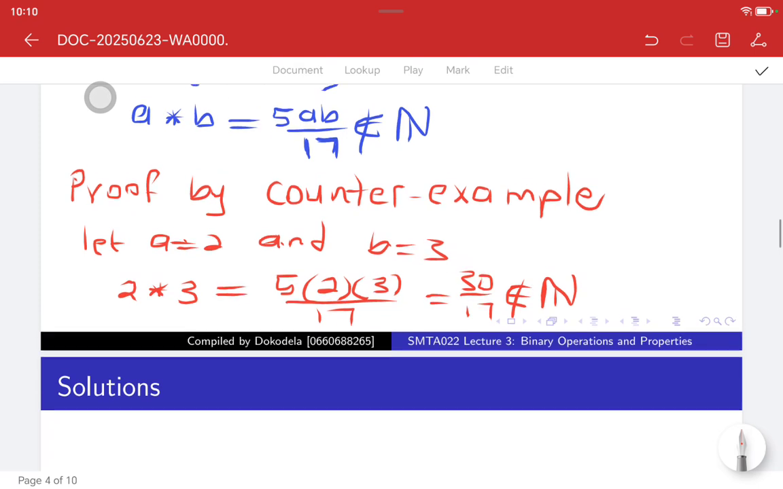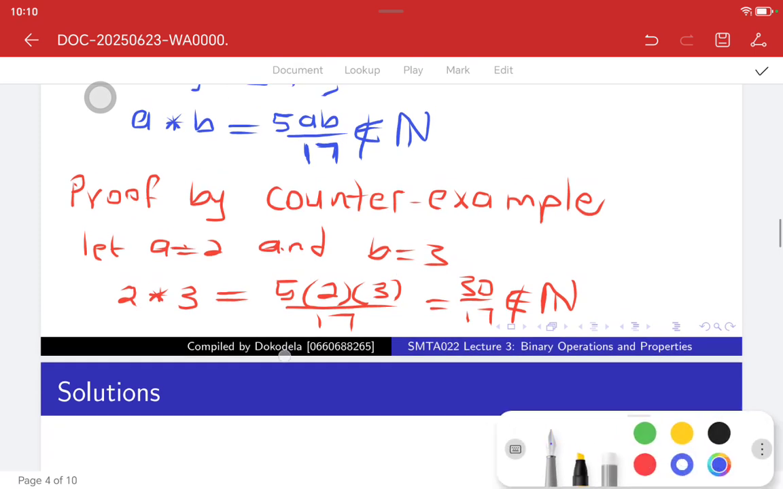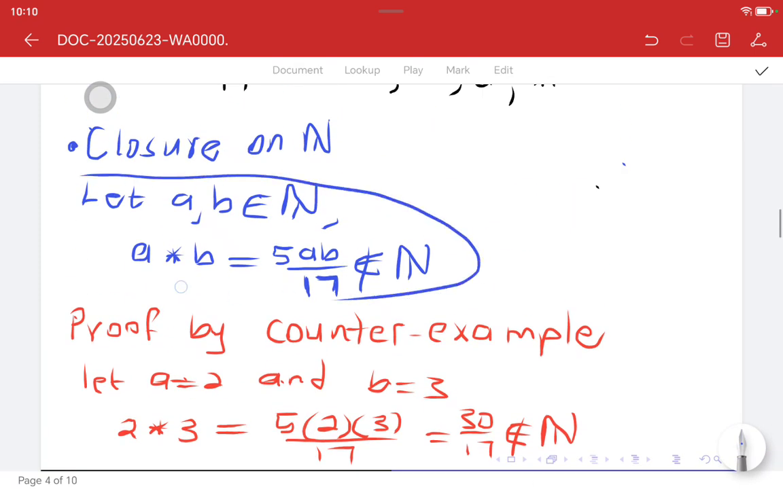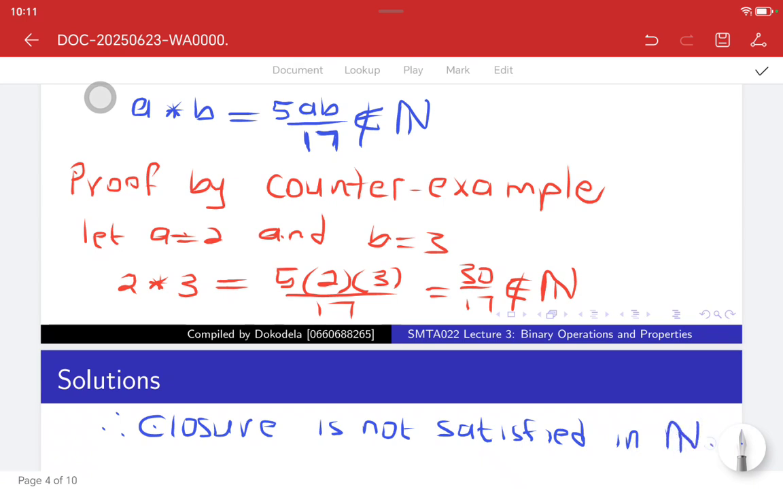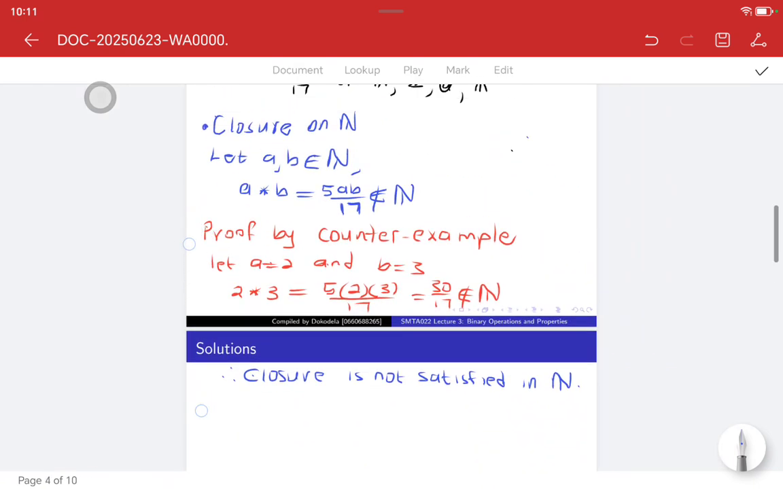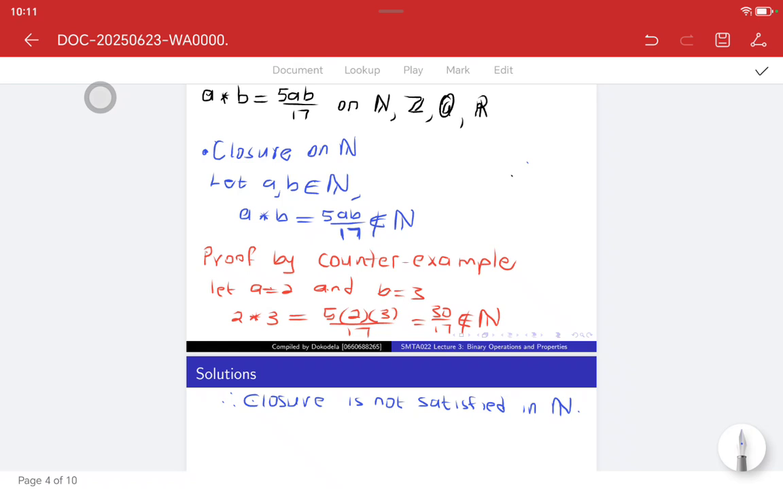So we can now deduce, since we've shown here by taking an element arbitrarily, and also we've shown by counterexample, that therefore closure is not satisfied. So I can say that this closure is not satisfied. We're dealing with that initial set, right? In N. So closure is not satisfied in N.